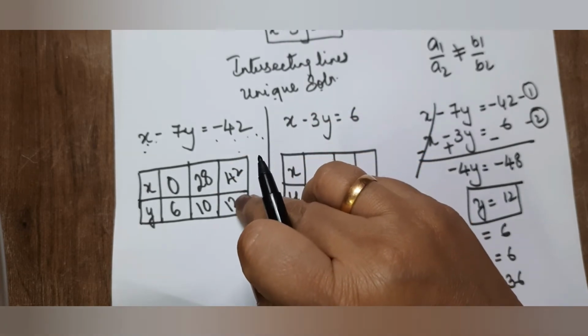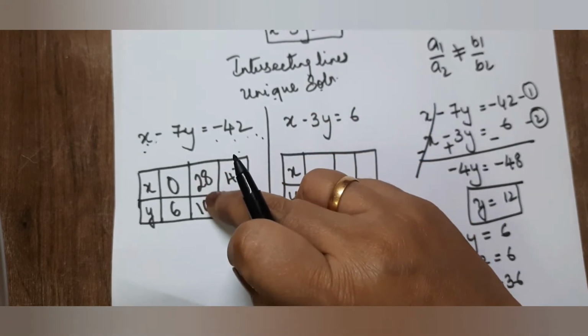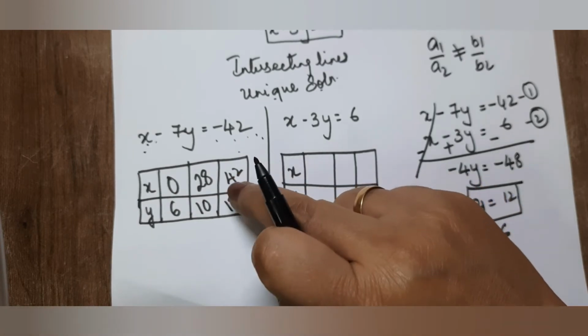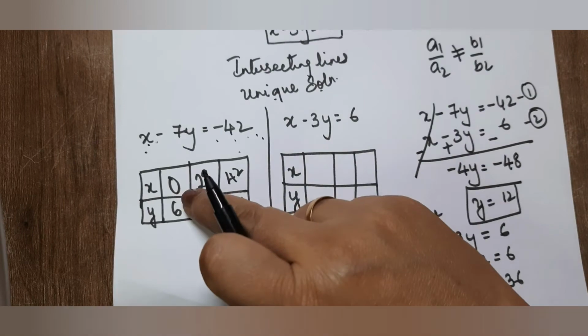So 1 point over here. Why did I take this coordinate? These points, anything you take, but this is a must and should. You need to take this unique solution in both the boxes.